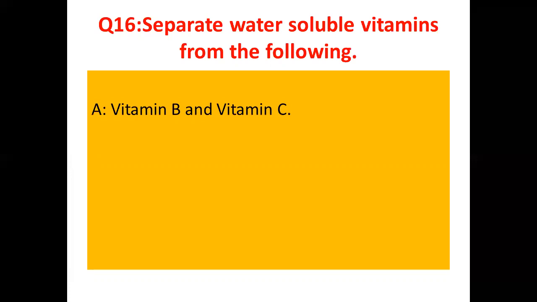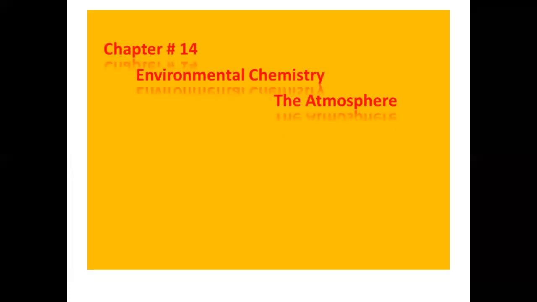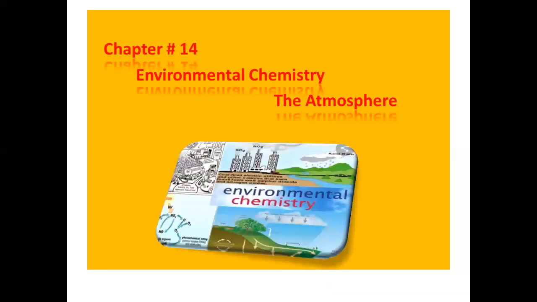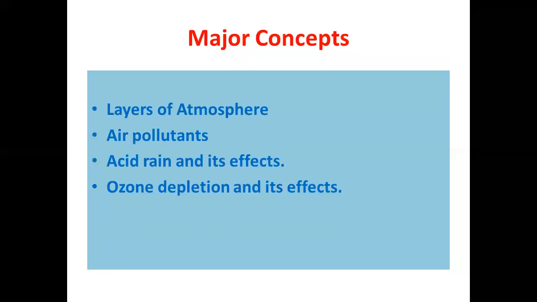Now let us start the next chapter, chapter number 14, environmental chemistry, and the name of the chapter is the atmosphere. Major concepts of this chapter are layers of atmosphere, air pollutants, acid rain and its effects, and the last topic will be ozone depletion and its effects.